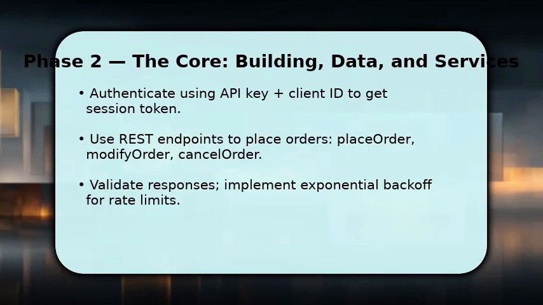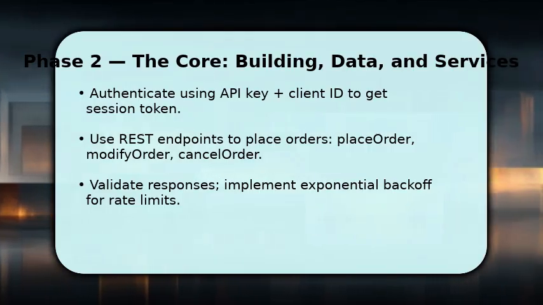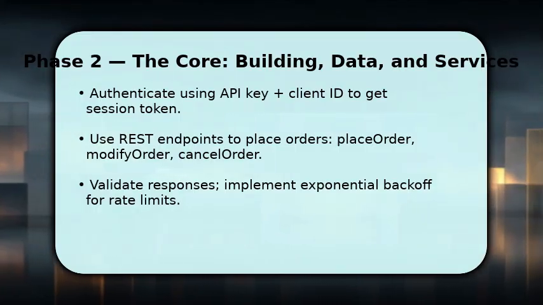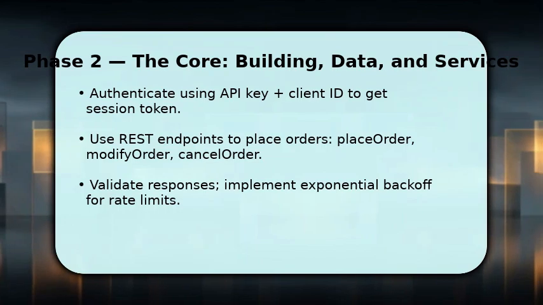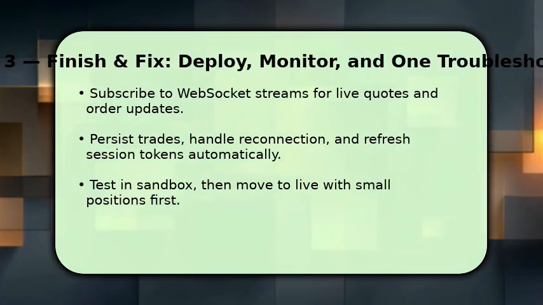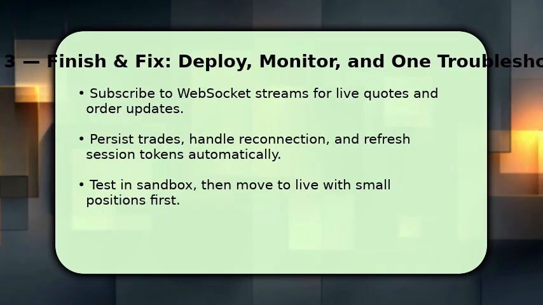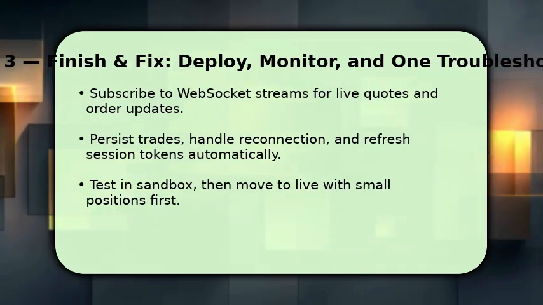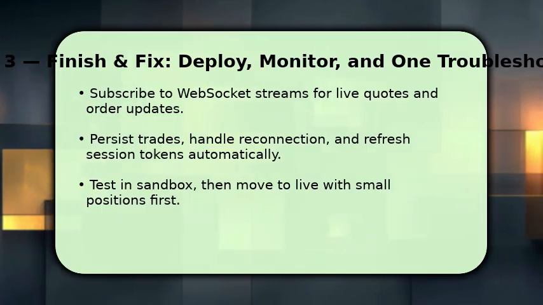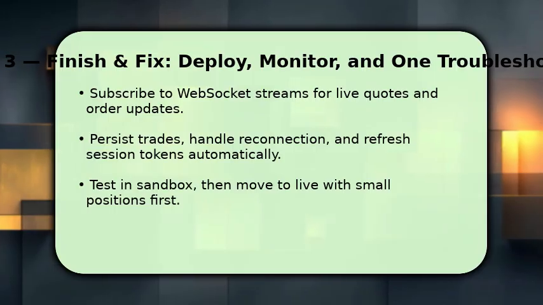Also, parse error codes and implement retries with exponential backoff, so brief rate limits or transient errors don't break your strategy. Finally, subscribe to the Smart API WebSocket for live market feeds and order updates. You need this for real-time decision-making. Persist trades in state to a database and implement automatic reconnection and token refresh so interruptions don't lose positions.